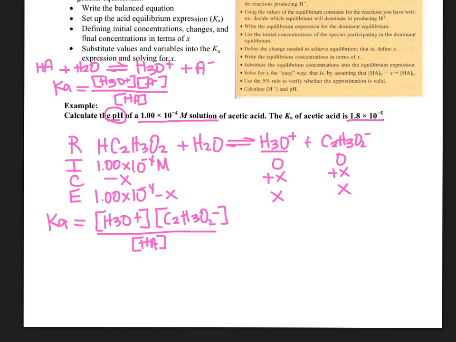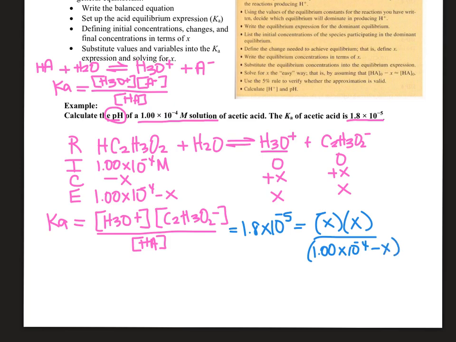Once we go to set this up, it already gave me the Ka value. So I know the Ka value is 1.8 times 10 to the negative fifth. That's going to equal, I'm going to go ahead and plug that in, X times X over 1.00 times 10 to the negative fourth minus X.